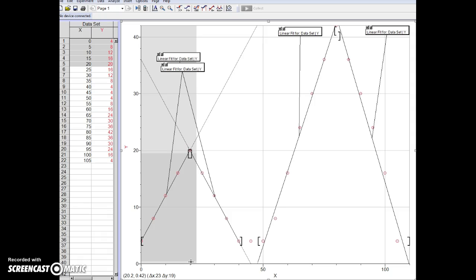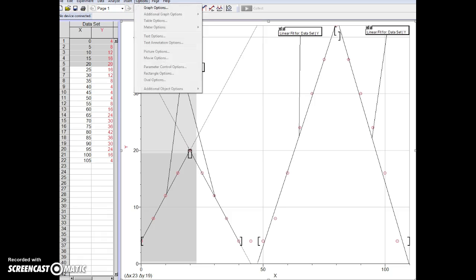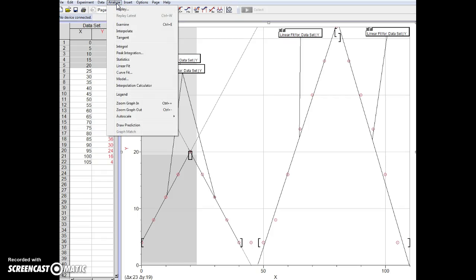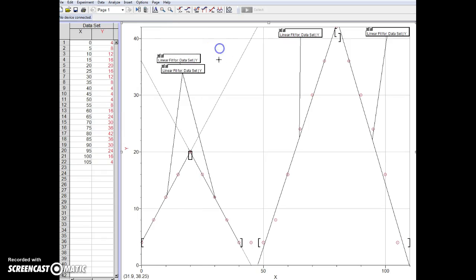areas under a curve. So let's start off by familiarizing ourselves up here with the icons that you see. And I've created straight lines with the linear fit icon on top here. And if you look at Analyze here, you can see the integral which we can form.